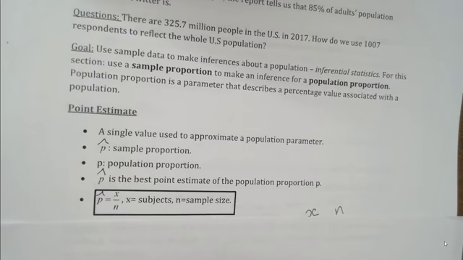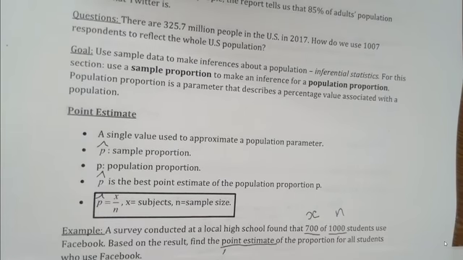p hat is the best point estimate of the population proportion p. And we define p hat as the ratio of x over n, where x is the number of the subjects and n is the sample size.